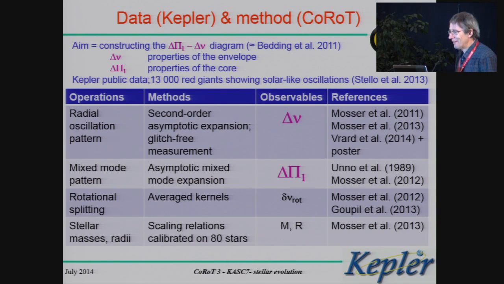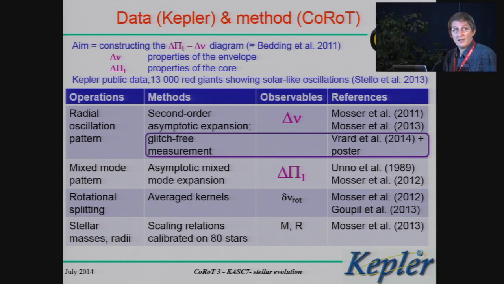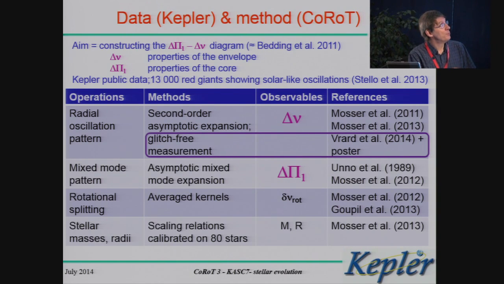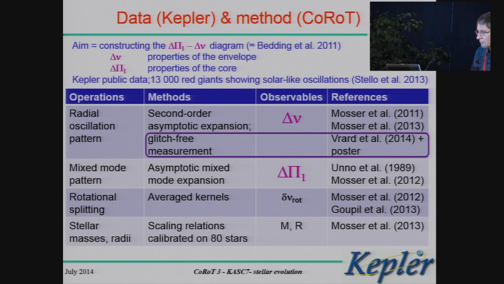I would like to emphasize that the asymptotic expansion is very useful for extracting the large separation. But you need, because the precision of the data is so high, to use a second order asymptotic expansion. And you will see in a poster made by Mathieu Vrard that you can have glitch-free, precise measurement of the large separation. The glitches are due to the second helium ionization zone, but you can avoid such noise, and you can explain many things if you work properly. So see Mathieu's poster, please.